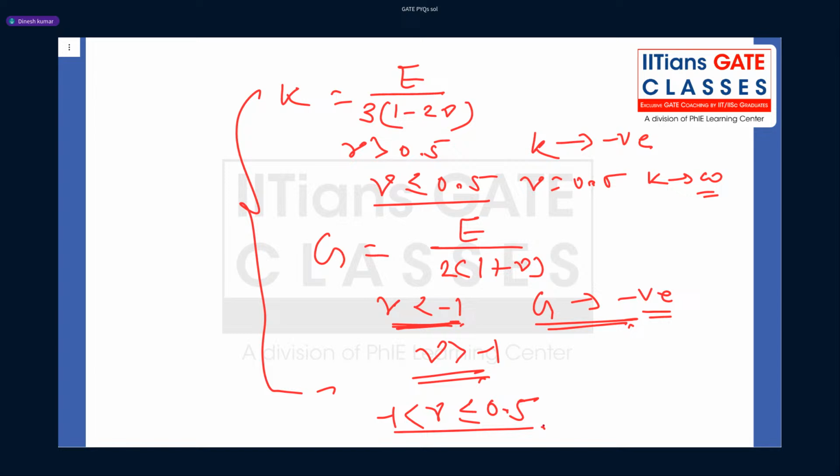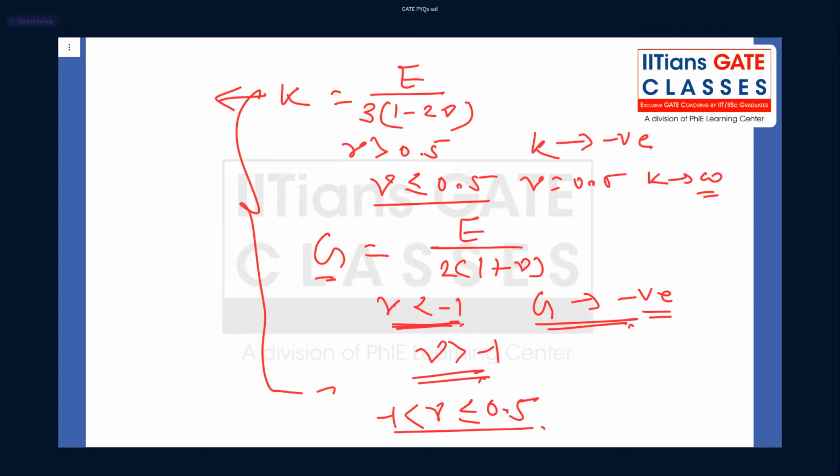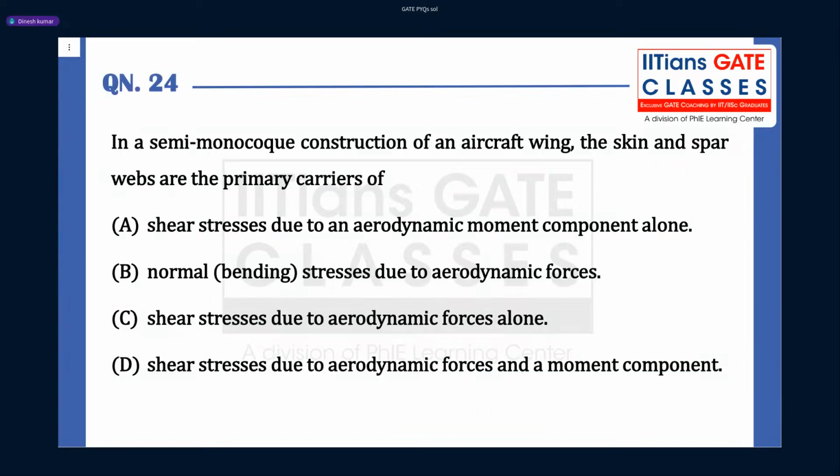So let's move on. Anyone have any doubt, guys? Hopefully no doubt, because here I was missing K. So K is known as what? Bulk modulus of elasticity, and G is what? Modulus of rigidity, guys. Okay, let's move to the next question.